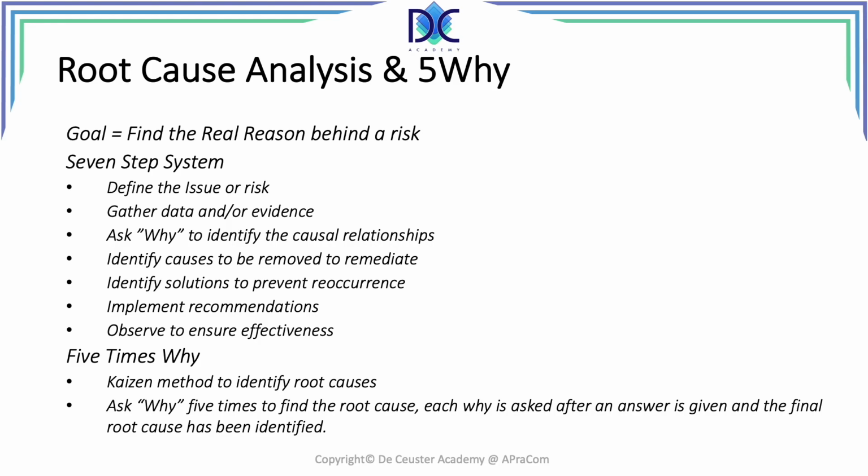First of all, we have to define the issue or the risk that we want to consider. We have to gather data and evidence. We have to ask why is this happening, to identify causal relationships. We identify the causes to be removed to remediate. We identify solutions to prevent reoccurrence. We implement the recommendations, and we observe to ensure effectiveness. And of course, we will repeat this until we reach the level of certainty that we want to have.